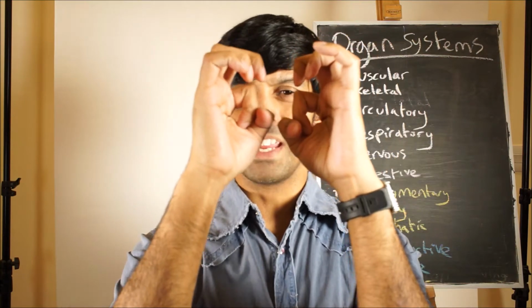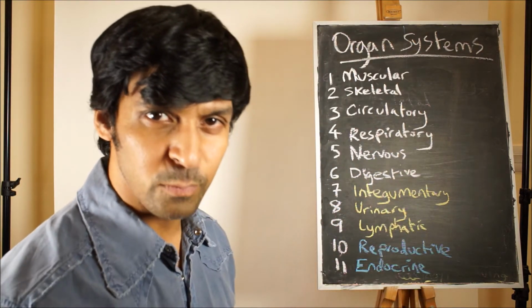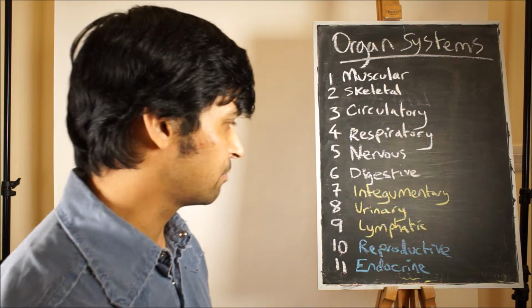The opposite happens when you're really cold. The blood vessels constrict, meaning they get narrower, and blood flows deeper within the skin. So that's how the integumentary system helps maintain homeostasis.